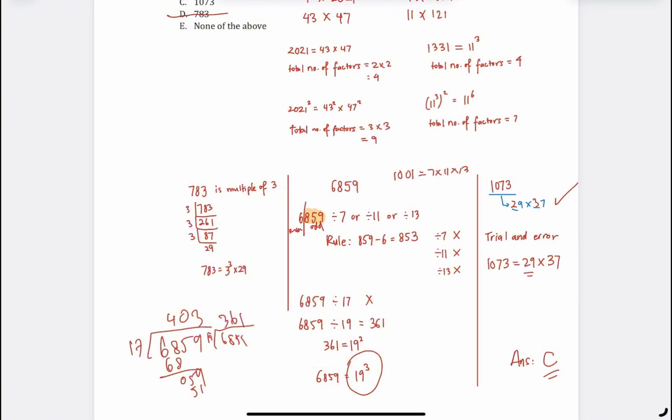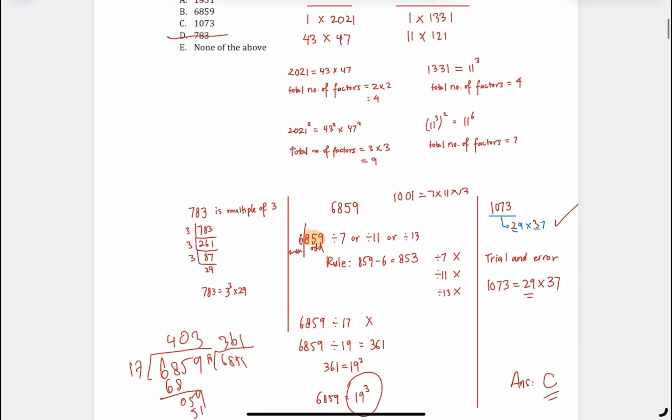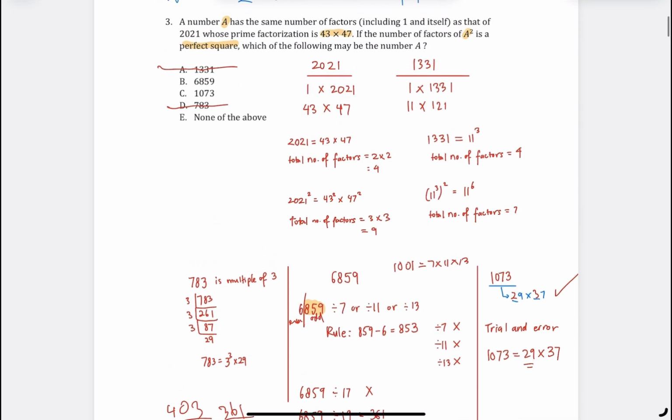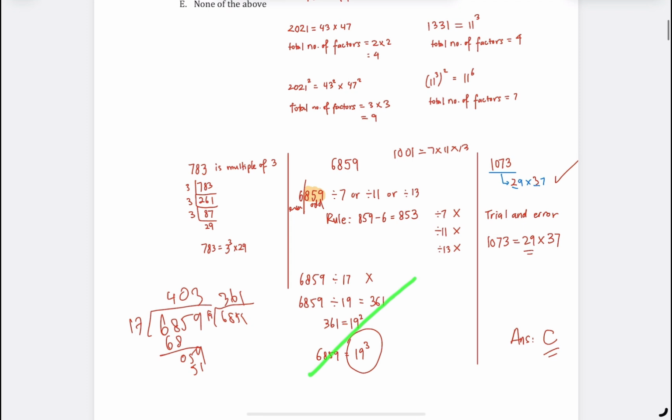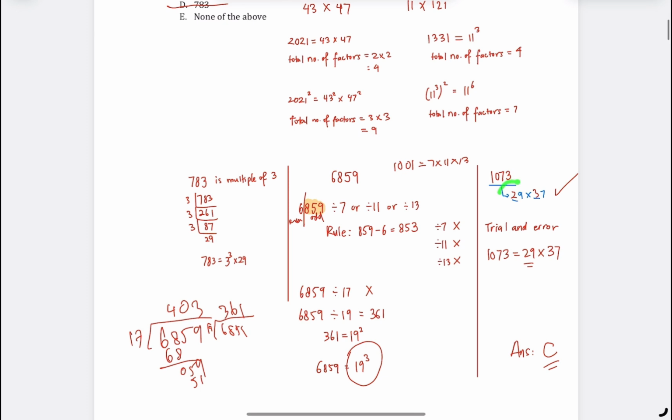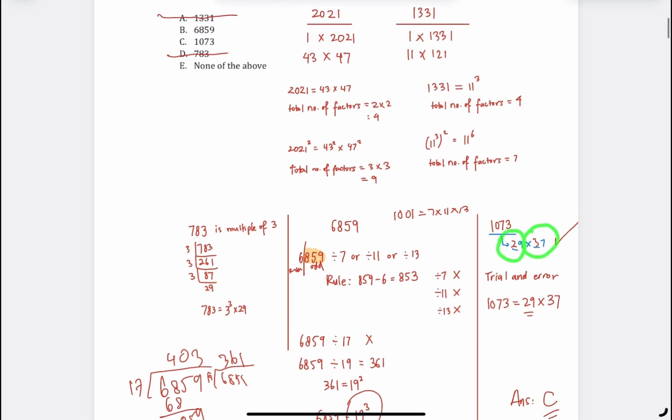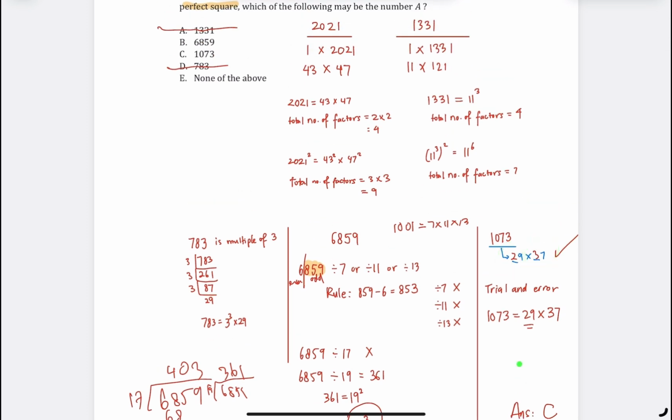Okay, and this is not the same as 43 and 47, right? So I can rule out this one as well. And then for 1073, another round of hard work, keep trying, divide by 17, 19, 23, and 29. Only when you have reached 29, then you can get 37. So this is the same form as 47 times 43, right? So this will be the answer.